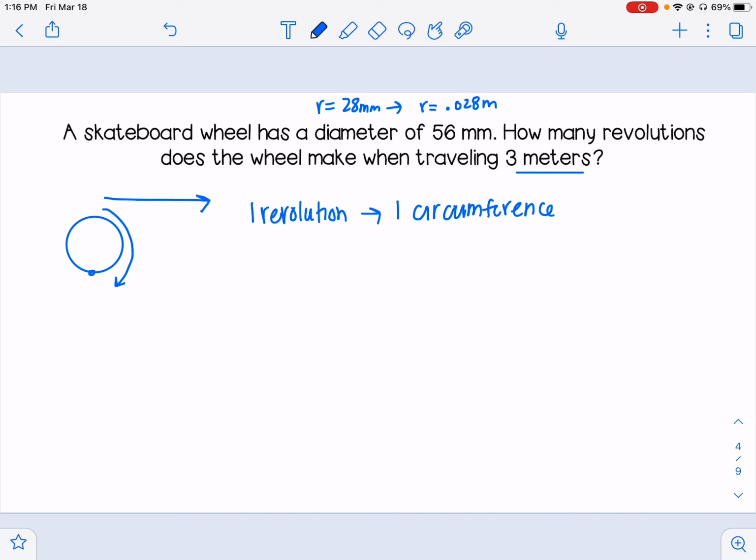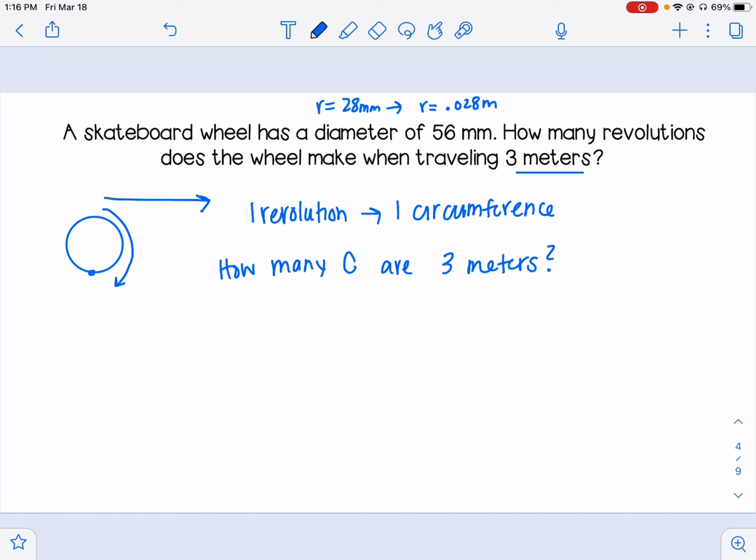So what this is really asking is, how many circumferences are there in 3 meters? That's really what the problem is asking us here. And now there are multiple different ways that you could solve this problem. And some of you guys may have jumped into different methods, and that's awesome. I'm just showing you one possible method in doing this.